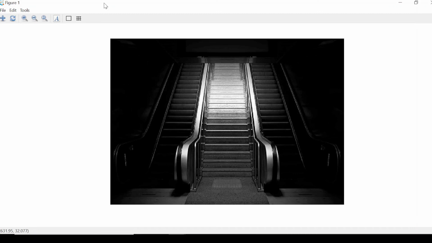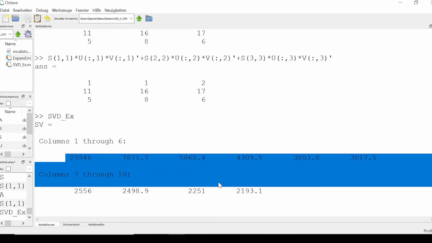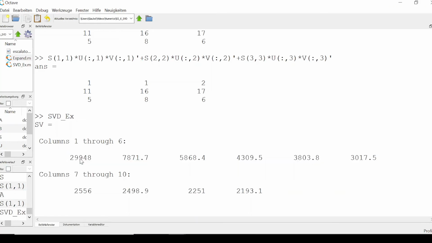This was the picture I downloaded from the internet, from Pixabay. And if you do the SVD decomposition, you get the following singular values. The first singular value is 30,000. The second singular value is less by a factor of 4. So the first part explains a lot of the picture.